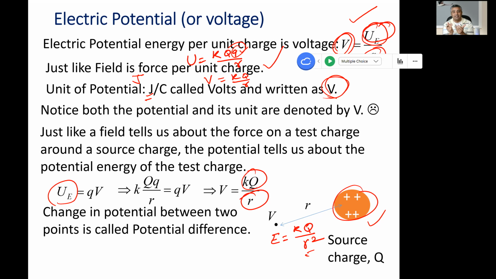And what's the advantage? The potential, being a scalar, is easier to handle. That's why you see everything written in terms of voltage, not in terms of newton per coulomb or in terms of field. For our practical daily life, it's in terms of voltage. What's the voltage of this battery? What's the voltage of the outlet? 120 volts. That's the potential difference between the two plug holes.